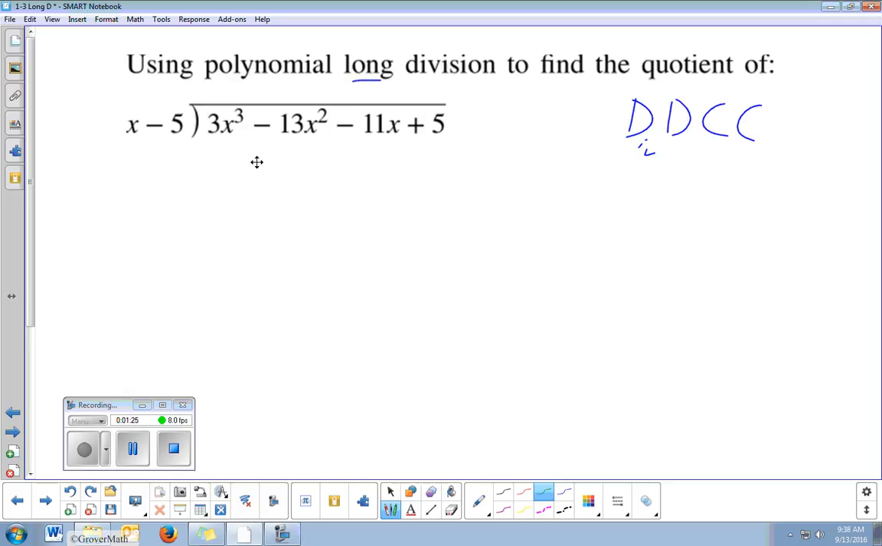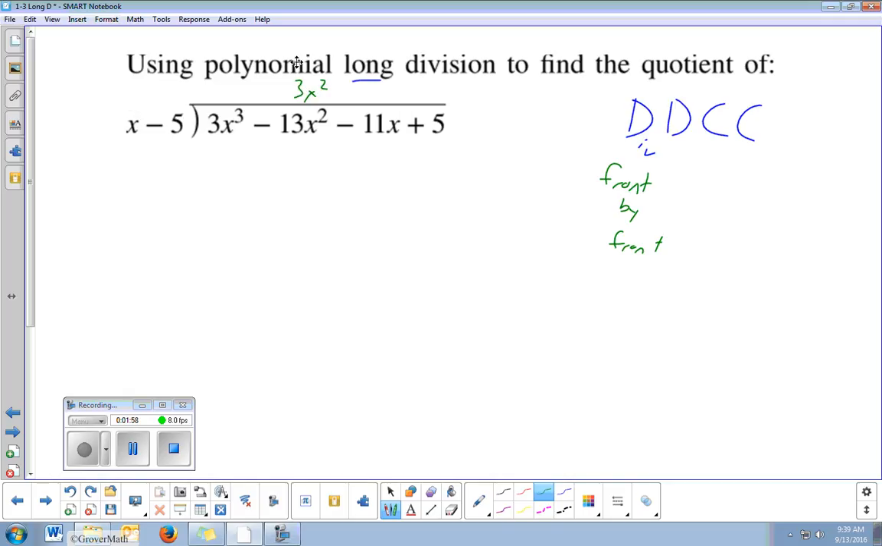When I do the division step for the first time, I only look at the front. Divide front by front. So the front of this divided by the front of this. That's all I'm looking at. So 3x cubed divided by x. If you need to do a little bit of algebra scrap work off to the side, you can. And 3x cubed divided by x is 3x squared. And I put the 3x squared here.